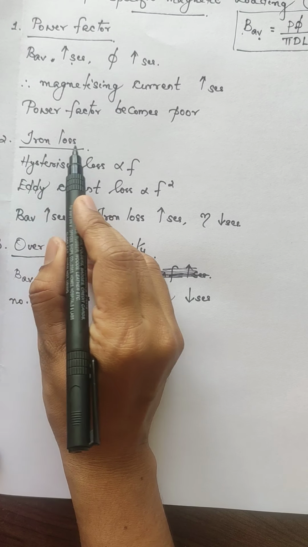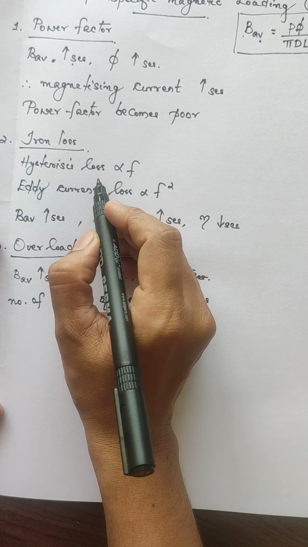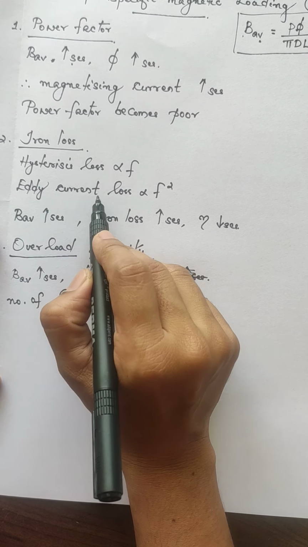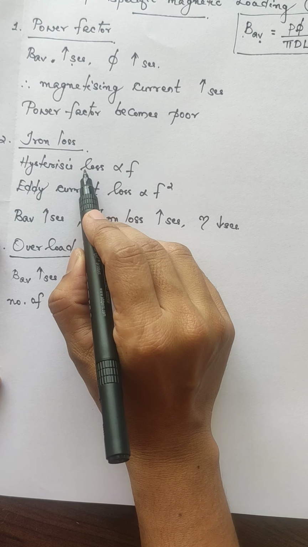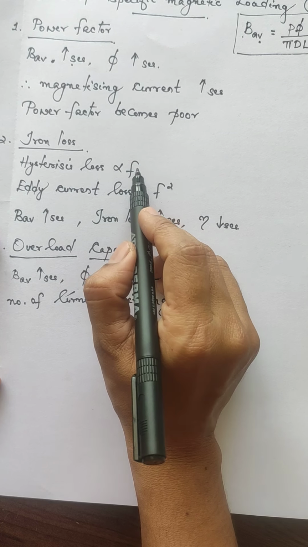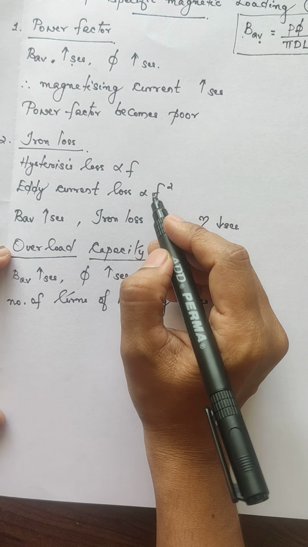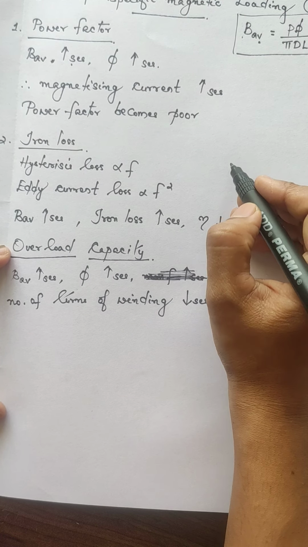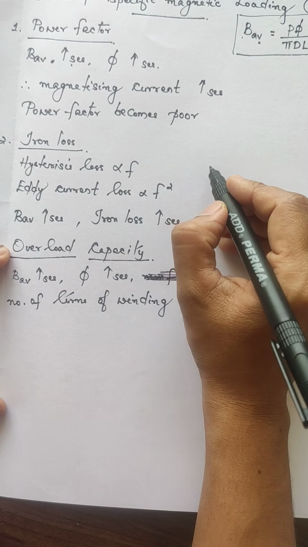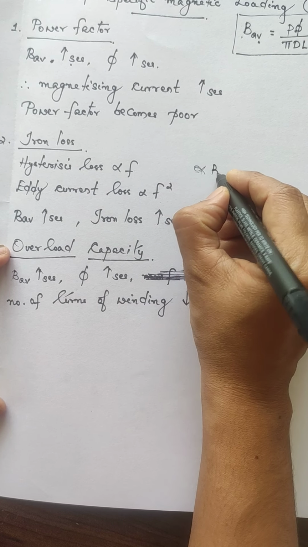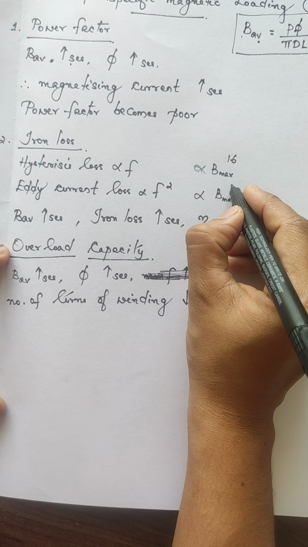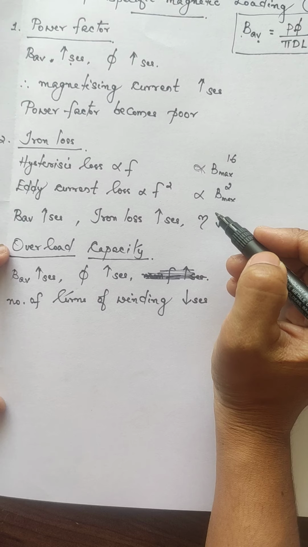Now the second factor is the iron loss. We know that the iron losses, that is both hysteresis loss as well as eddy current loss, are directly related to frequency. Hysteresis loss is proportional to frequency and eddy current loss is proportional to frequency square. So, when the frequency increases, the iron losses increase. Also, both these losses are proportional to the flux density. Hysteresis loss is proportional to B max raised to 1.6 and eddy current loss is proportional to B max squared. So, both are proportional to flux density also.